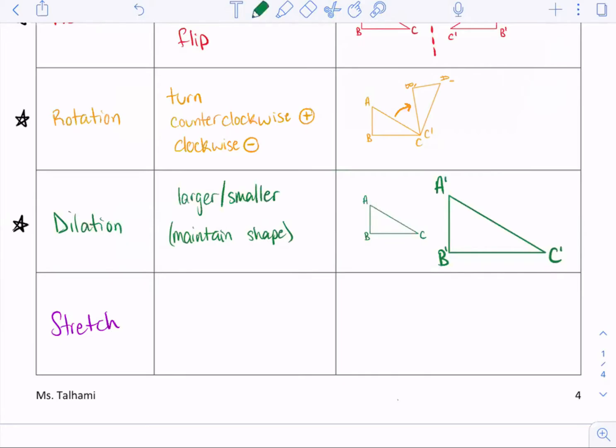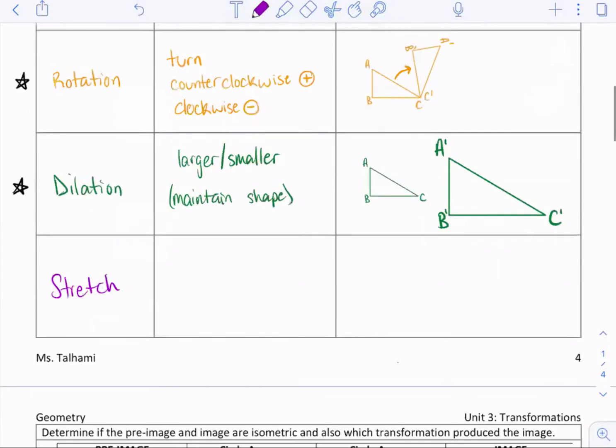And then the last one I would like to do is a stretch. Again, like I said, this is not a formal transformation, but it's nice that you'd be able to recognize it. This is where you make it larger or smaller.